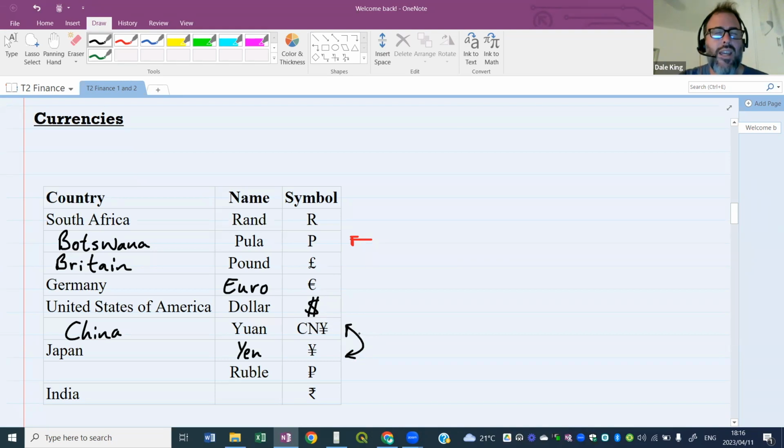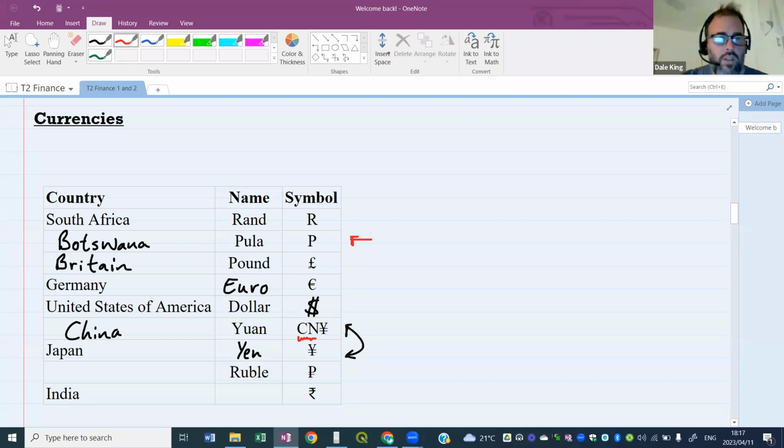In ancient Asian times, like thousands of years ago, they used a very similar alphabet. So apparently the symbol for their currencies is very similar. So that's why they have to put a CN in front for China, because the symbol for the Japanese yen and the Chinese yuan is the same.